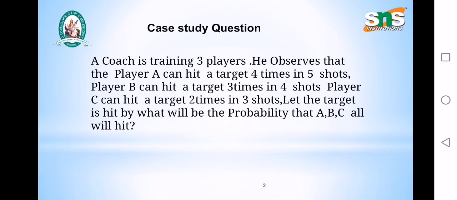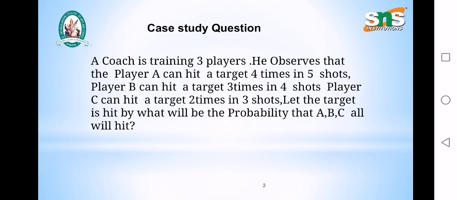Mutually independent events. 3 events A, B and C are said to be mutually independent if P of A intersection B is equal to P of A into P of B, P of A intersection C is equal to P of A into P of C, P of B intersection C is equal to P of B into P of C. Finally, P of A intersection B intersection C is equal to P of A into P of B into P of C. Here we use the last formula, P of A intersection B intersection C is equal to P of A, P of B, P of C.